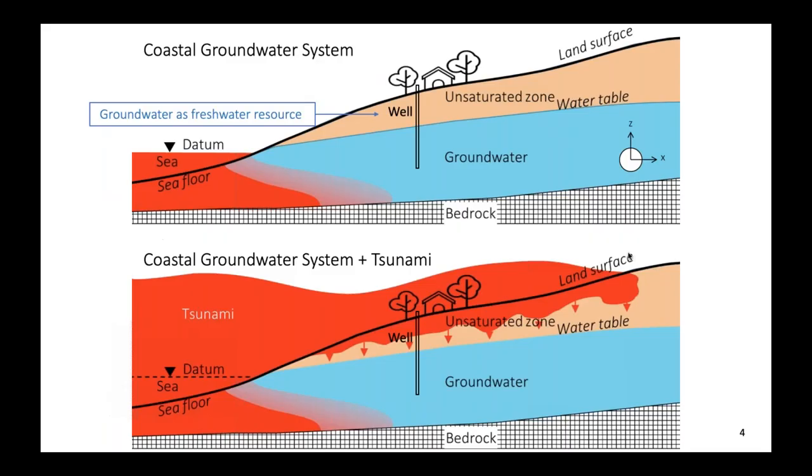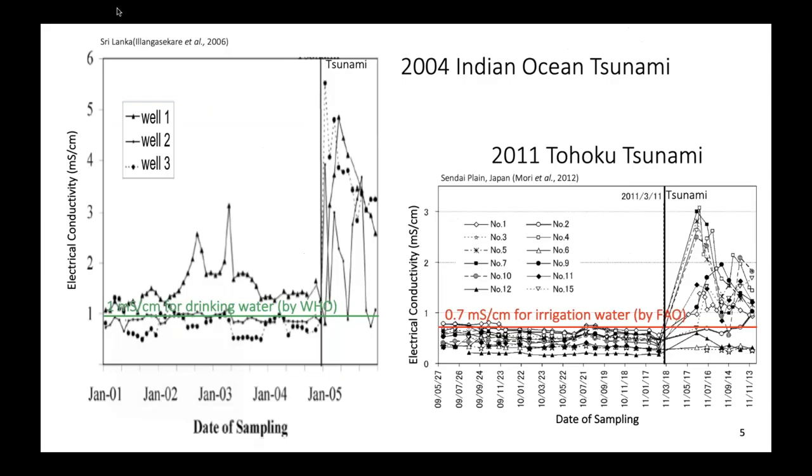Okay, so let's start. These two vertical cross sections conceptually show the coastal groundwater system. We have seawater-freshwater interactions. We have the unsaturated zone, we have the fresh groundwater system, and beneath that we have bedrock. And the figure below shows the situation when a tsunami happens. The tsunami will inundate the coastal area, which causes large-scale seawater flooding events. And the seawater will infiltrate into soil and salinize the groundwater system in the vertical direction.